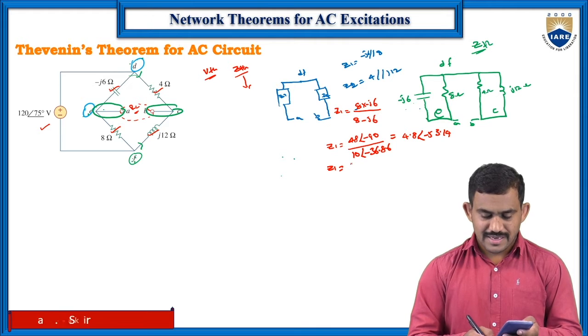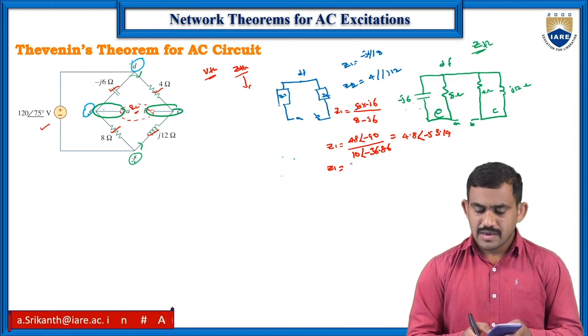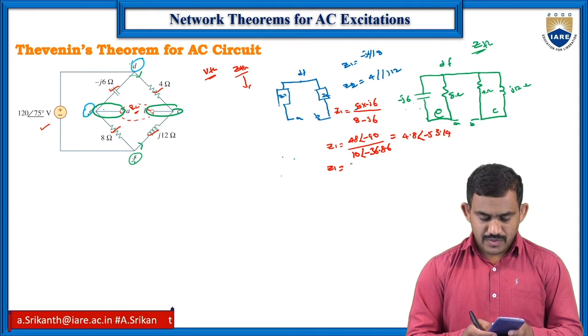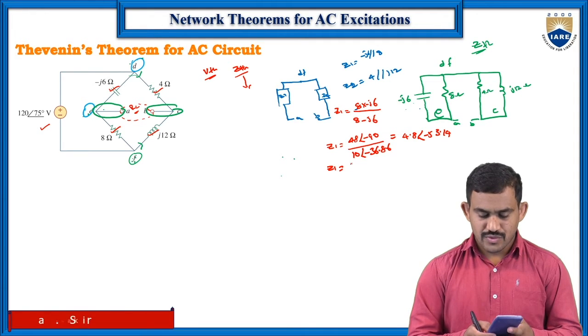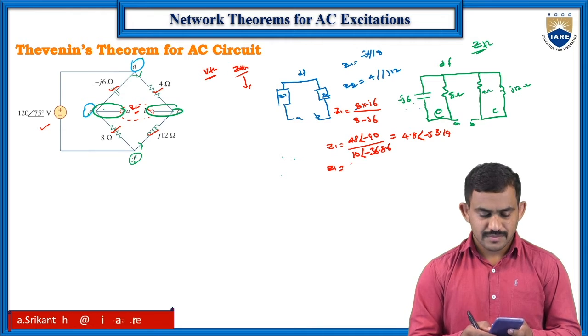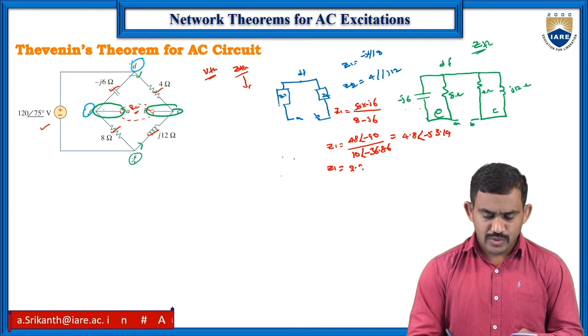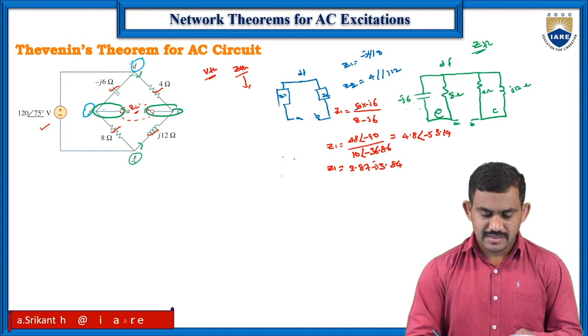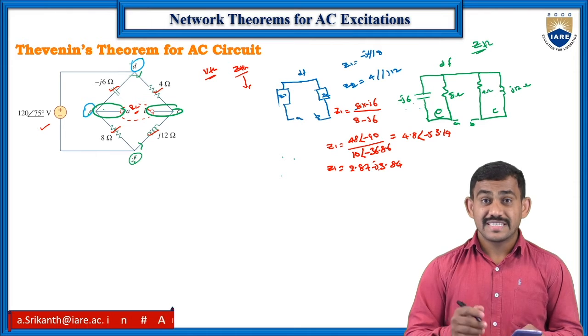Now Z1 value in rectangular form. 4.8 comma minus 53.14. The value is 2.87 minus J 3.84. This is your Z1 value.